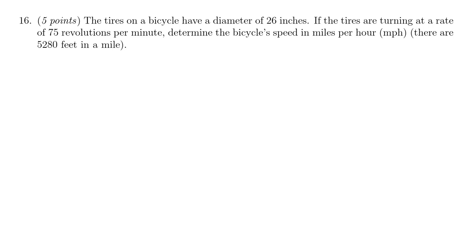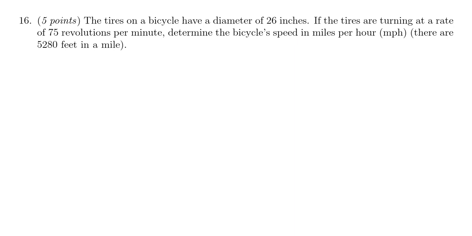In this video, we provide the solution to question number 16 from the practice final exam for Math 1060, in which the tires of a bicycle have a diameter of 26 inches. The tires are turning at a rate of 75 revolutions per minute. And so we're supposed to determine what must be the bicycle speed in miles per hour, all right?